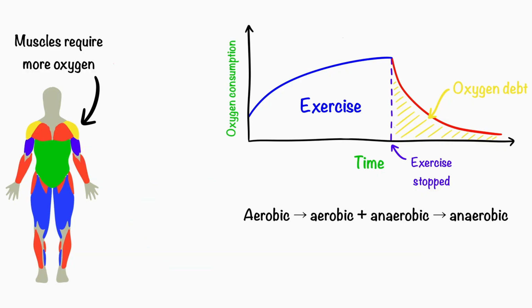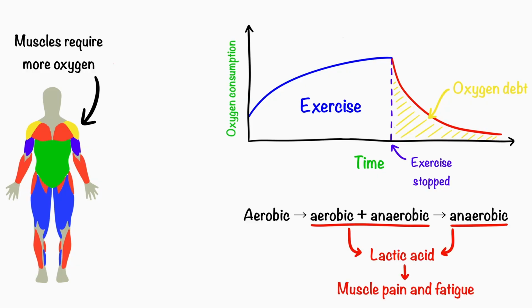When this happens, your muscles start respiring anaerobically as well as aerobically. This produces lactic acid, which builds up in the muscles and can cause pain and fatigue. Long periods of exercise can cause muscle fatigue. The muscles get tired and stop contracting efficiently. After intense exercise involving anaerobic respiration, you'll have what's called an oxygen debt.